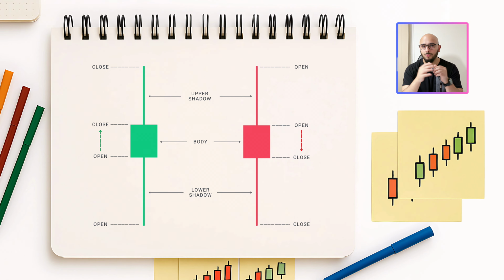Next, we have the indecision candle. This candle has a small body and long shadows on both sides. And what they're really saying is this. There is a battle happening between buyers and sellers, and no one is winning.